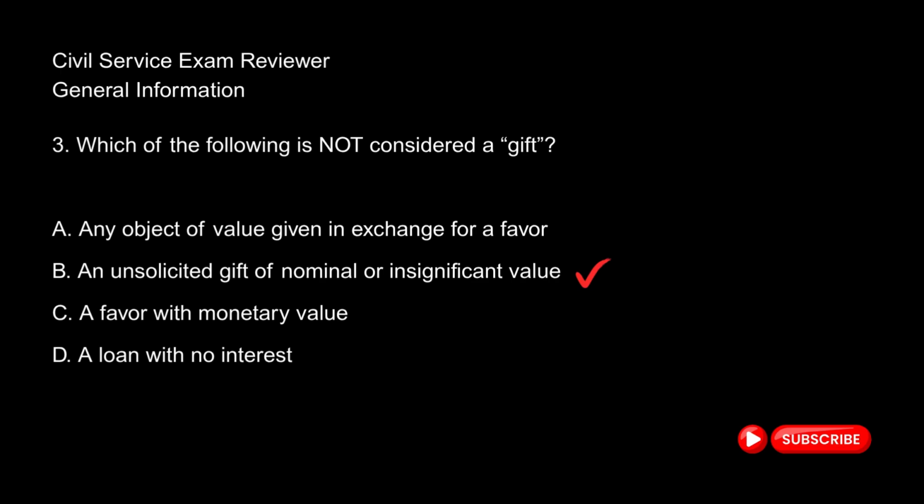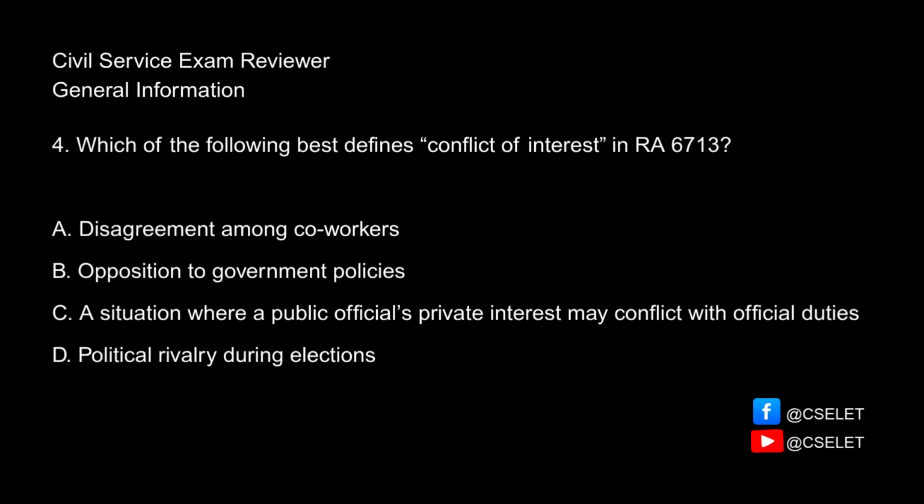The correct answer is letter B, an unsolicited gift of nominal or insignificant value. Which of the following best defines conflict of interest in RA 6713? A. Disagreement among co-workers. B. Opposition to government policies. C. A situation where a public official's private interest may conflict with official duties. D. Political rivalry during elections.